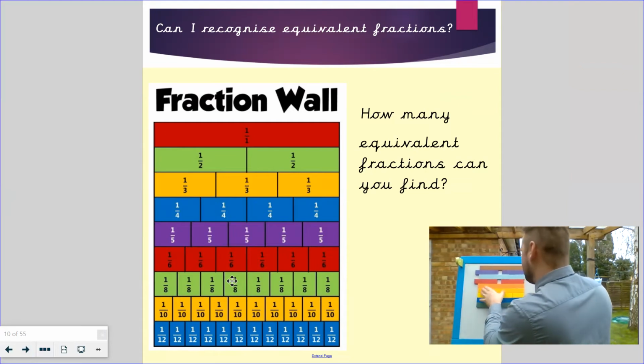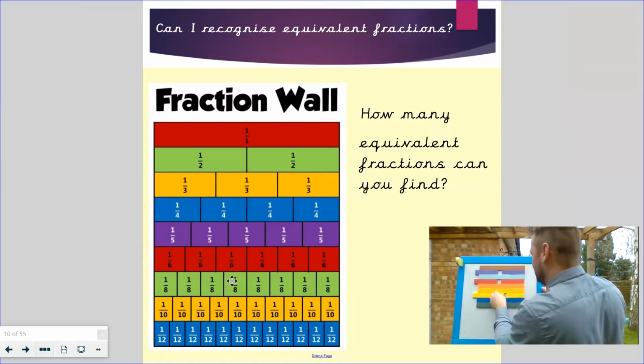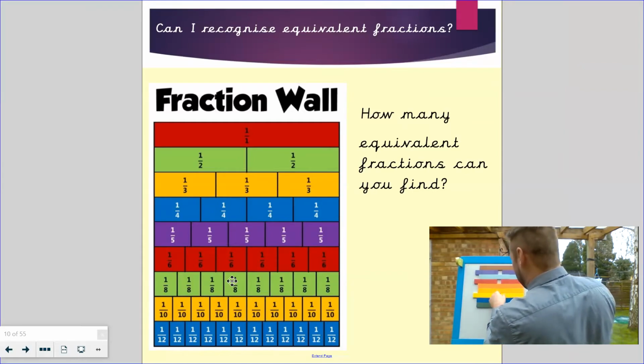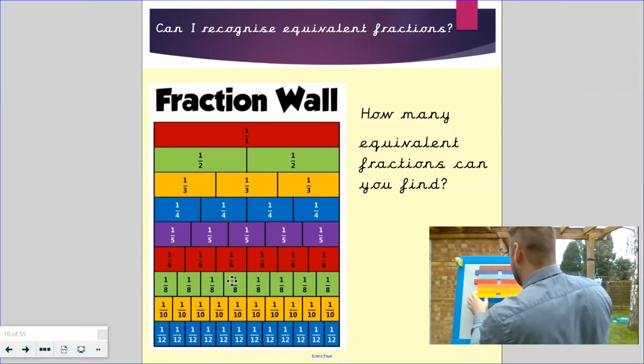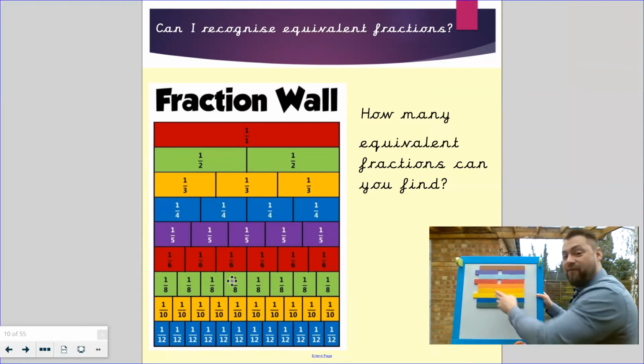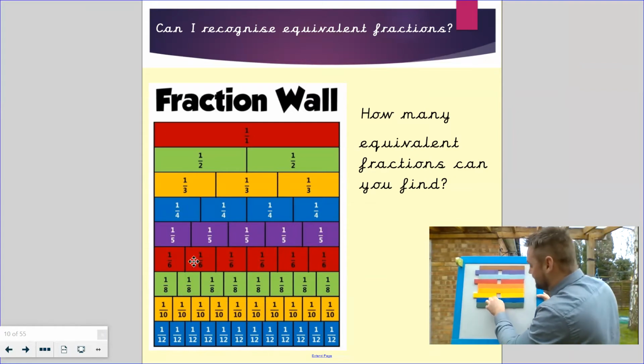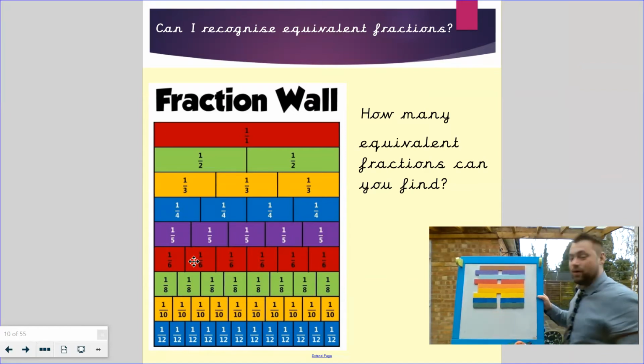We can have 1, 2, 3, 4, 5, 6. We can have, let's use this one. I'm missing my 6, don't worry. We can say that 4/8 is also a half. We've got 3 6ths here. That could be a half. We've got 5 10ths that make up that half. And we've got 6 12ths that also make up that half. So lots of equivalent fractions that we can see there.